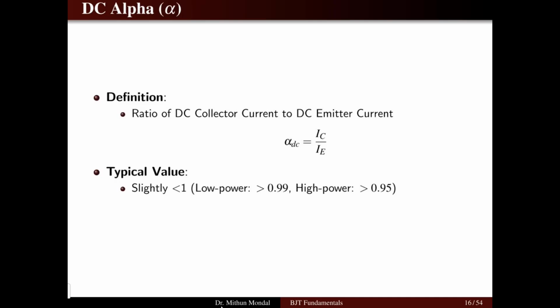Now the concept of current gain. One is the DC alpha. The term alpha DC is defined as the ratio of the collector current to the emitter current. If we divide the collector current by the emitter current, we get a term which is alpha. This is the current gain, and the typical value of alpha is less than 1. For very low power devices it will be greater than 0.99, and for high power devices greater than 0.95. However, it will be slightly less than 1 in all cases of low power or high power BJTs.